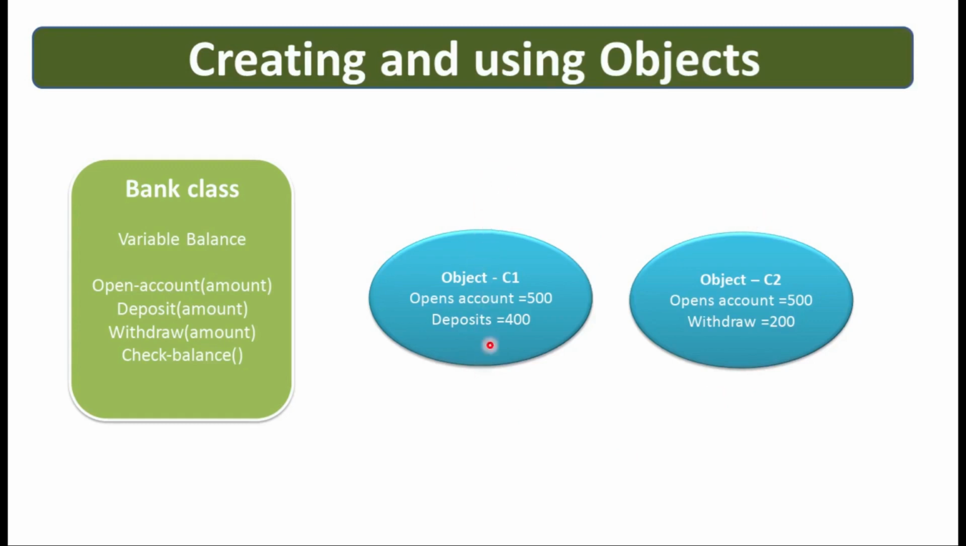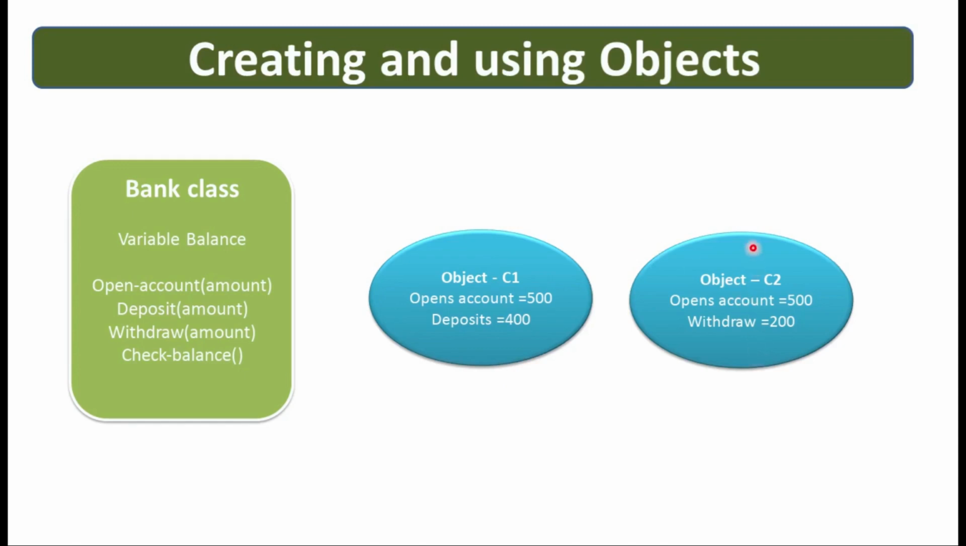When you have created C1, C1 has acquired balance, and C1 can access all these functions or member functions. Now let us imagine C1 has opened an account, that means executed this method with 500 bucks and then deposited 400 bucks. It means that if now I check the balance for C1, the customer 1, that means C1, should have the balance of 900 bucks.